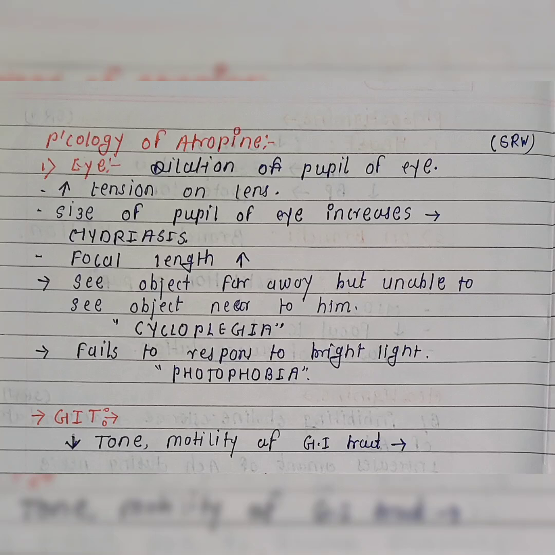The mechanism of action of atropine on the eye. It produces dilation of the pupil of the eye, which is known as mydriasis. It increases the tension on the lens. When the size of the pupil of the eye increases, this condition is known as mydriasis. In this, the focal length also increases. The person can see objects which are far away but is unable to see objects which are nearer to him, known as cycloplegia. The person also fails to respond to bright light, and the condition is known as photophobia. This is the action of atropine on the eye.